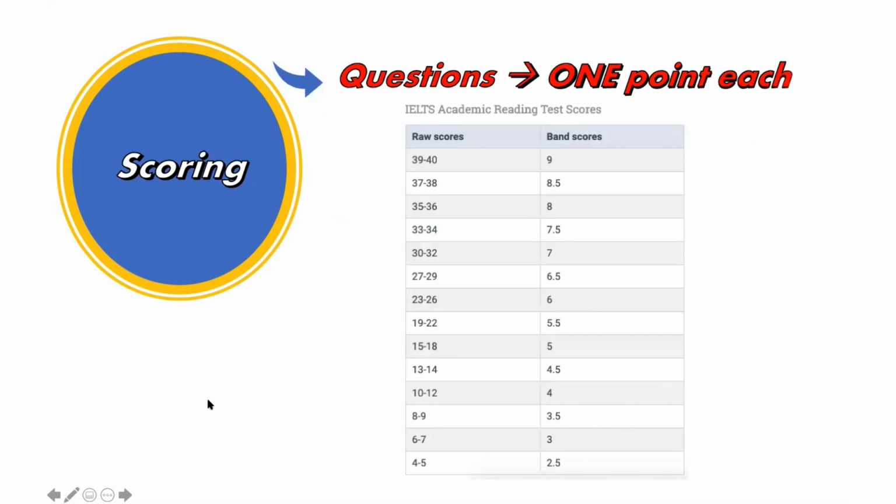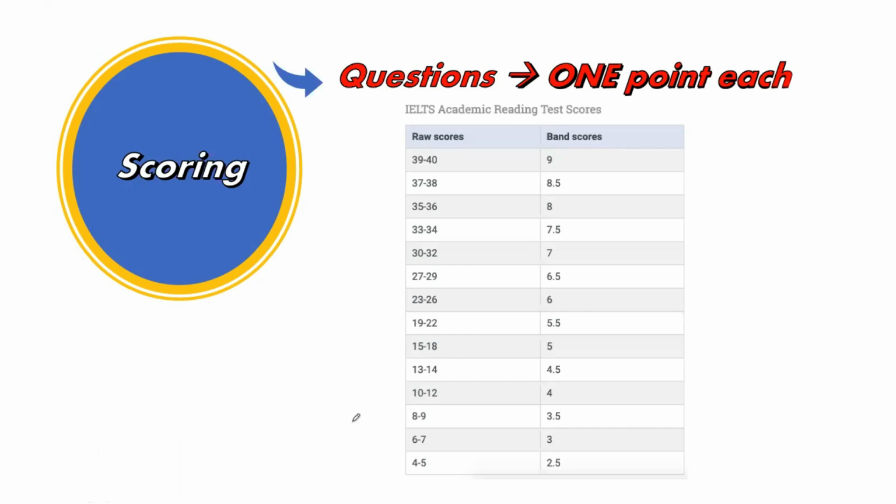So here we are with scoring. And like I said earlier, each question is worth 1 point. And that's why it's in your favor to know which question types are easiest for you so that you can start there. Nobody said you have to start with section 1 and finish with section 3. You can pick and choose. And that's why practice is so important. You can know where to begin and use it as a map.